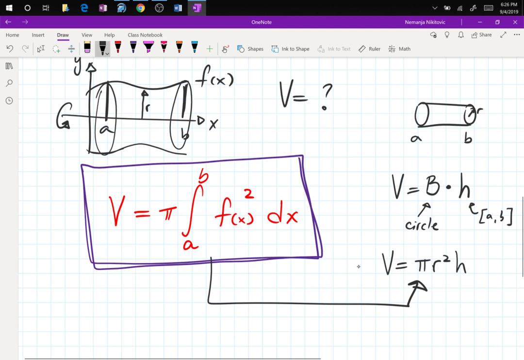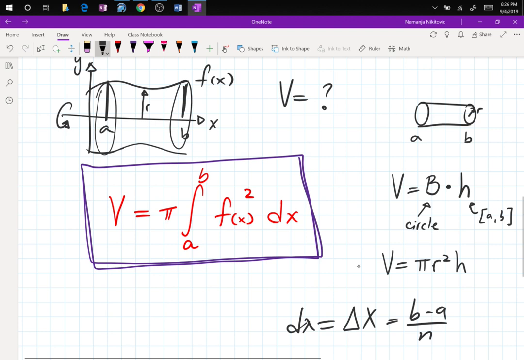And then dx. If you remember your calculus one, you will remember that your delta x, which is actually dx, is given as b minus a over n. There's your b and a. Those are your limits between which we observe the object, between a and b.